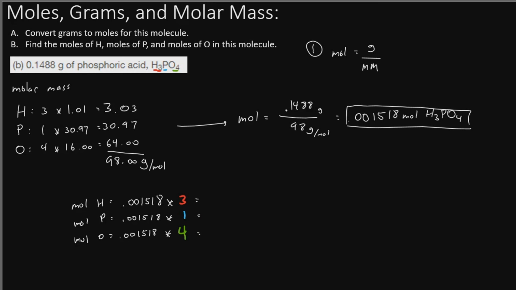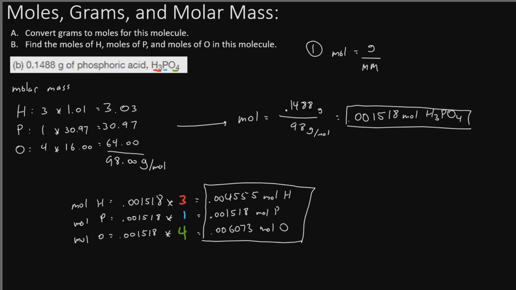For hydrogen, if we multiply 0.001518 times 3, we get 0.004555 moles of H. For phosphorus, we'll simply get 0.001518 back. And for oxygen, if we multiply by 4, we'll get 0.006073 moles of oxygen. And so now we found the moles of the molecule and the moles of each type of atom.